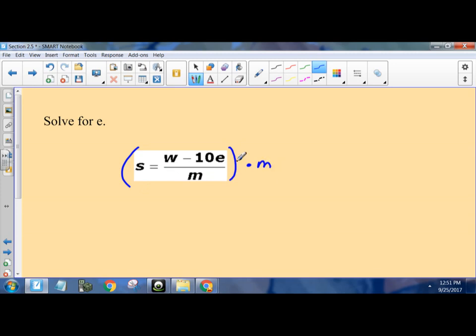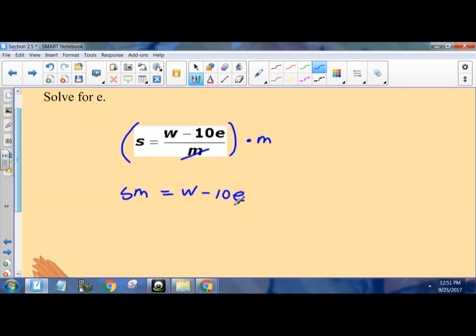Okay, so S times M would just be SM on this side, and that's equal to, and then when you multiply this side by M, well, it's already being divided by M. What happens is the M just goes away because it would essentially be M divided by M, which would just be 1. So it's W minus 10E. So that multiplication counteracts that division.